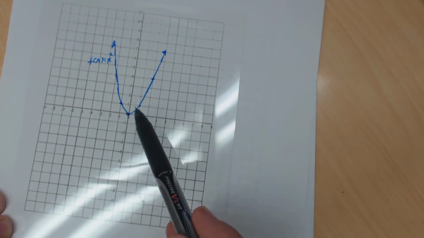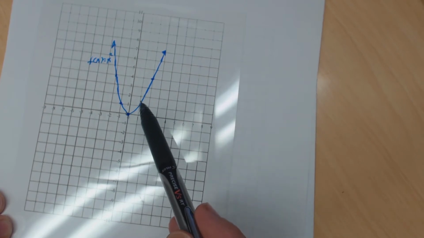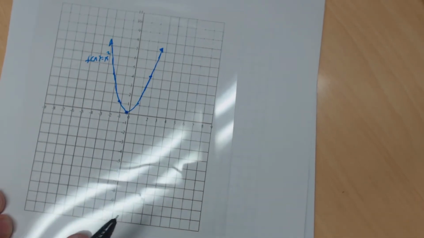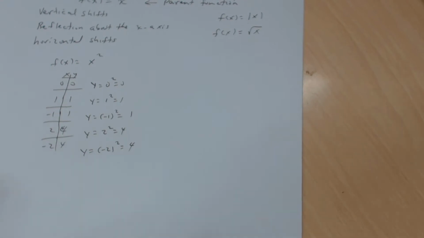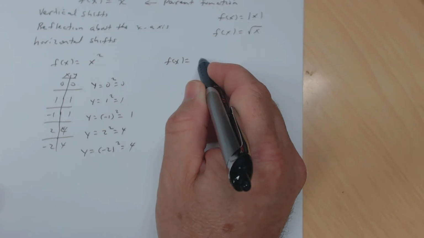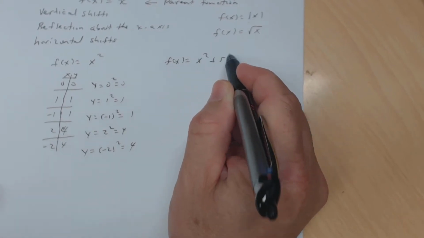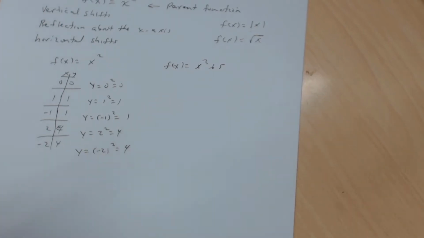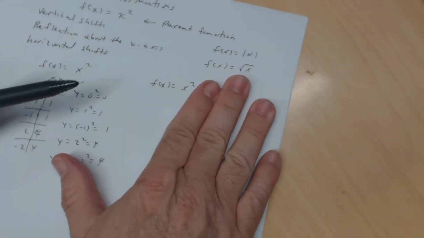Also, if I fold the right side about the y-axis, I get this side. Okay? All right, so let me remove this, and then let's graph f of x equal x squared plus 5. So let's see what happens when I graph x squared plus 5. Now, remember what this means.